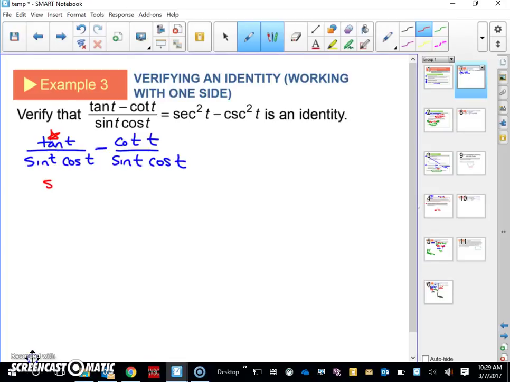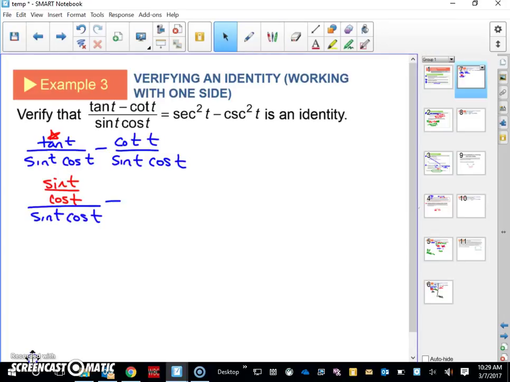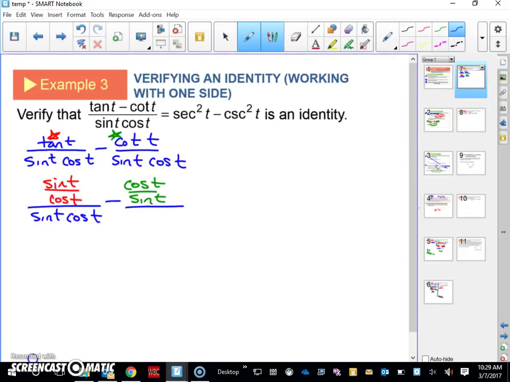So that tangent t is going to be sine t over cosine t. And over here, that cotangent t would be cosine t over sine t. Everything else can just stay the same for now. I've got this super complicated looking fraction. Okay, two super complicated looking fractions.